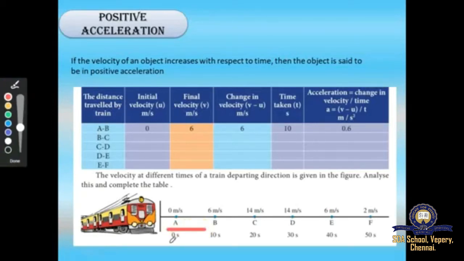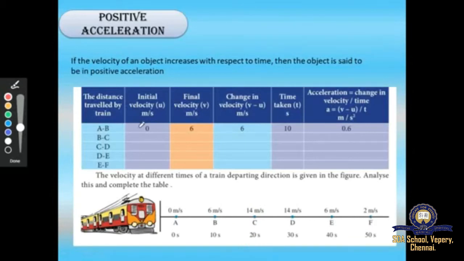So it is at rest at point A, so the initial velocity is 0 meter per second, and the time taken is also 0 seconds. When it reaches B, in 10 seconds, the velocity is given to be 6 meter per second. And when it reaches C, the velocity is 14 meter per second and the time taken is 20 seconds. Likewise, it is given till point F.